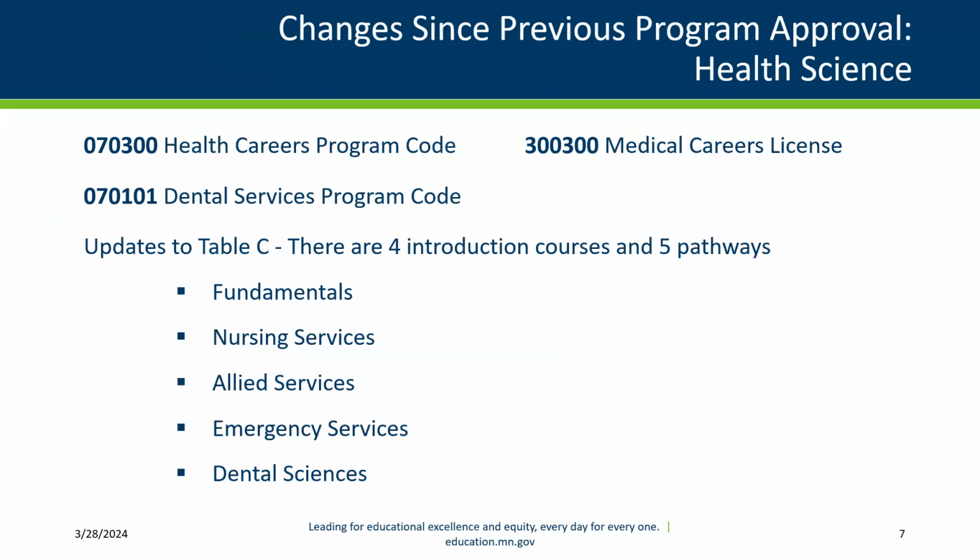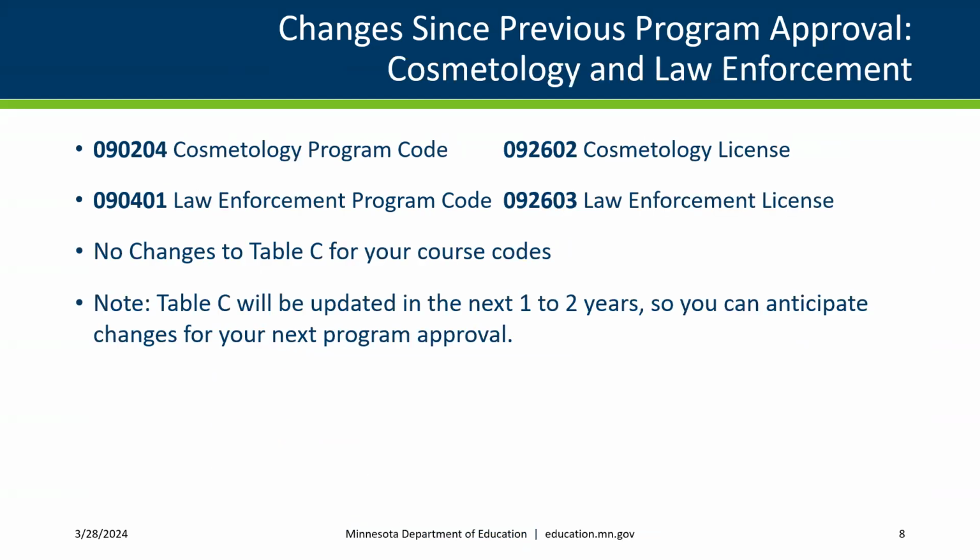The Health Science tab of Table C has been updated. There is 1 program code number for every area except for dental services, and 1 teacher license. There are now 4 introduction courses and 5 pathways in the Health Science program. There have been no changes to the cosmetology and law enforcement sections on Table C. There will be updates coming, so you can anticipate some changes in the next 2 years.